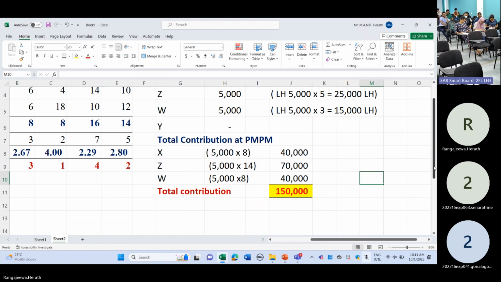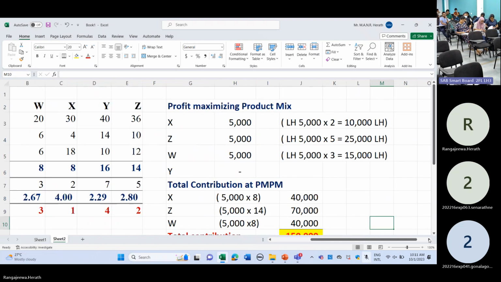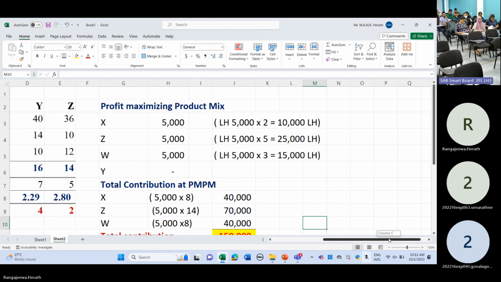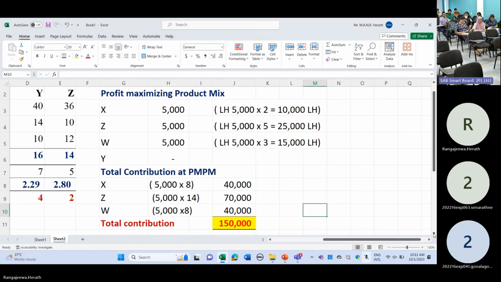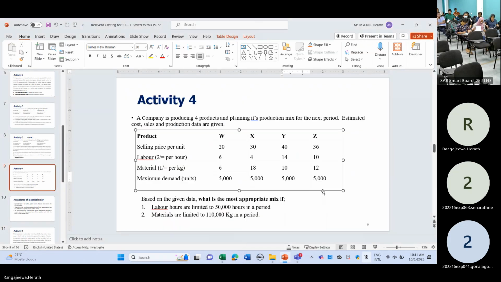Now we looked at the profit maximizing product mix based on the limiting factor, labor hours. Right? We have the second scenario. What is the most appropriate mix? Materials are limited to 110,000 kilograms. The limiting factor is material.